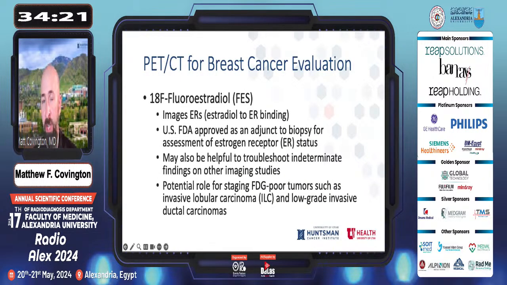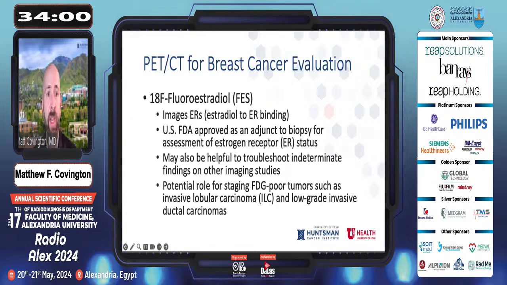Then our newer agent, first approved for clinical use in France and now approved in the United States, though not yet widely used, meaning probably roughly 15 to 20 major centers are doing fluoroestradiol PET imaging, but that's it.